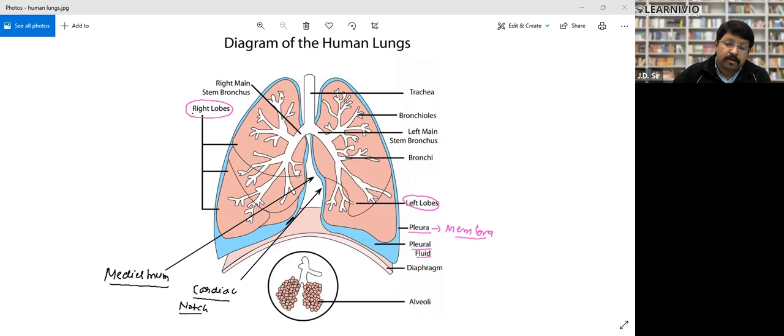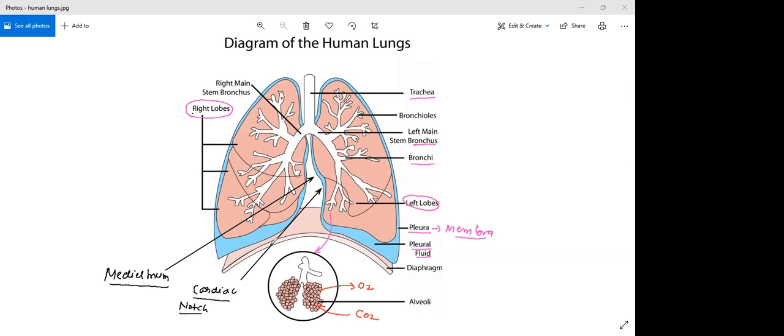Again, the trachea is divided into two parts, the left and right bronchus. The bronchus is further divided into bronchi, and the bronchi end up with balloon-like structures. These balloon-like structures are called alveoli. Alveoli are the part where the exchange of gases takes place. Oxygen is taken in here, and carbon dioxide is given out by the blood capillaries at this place. Clear? Okay.